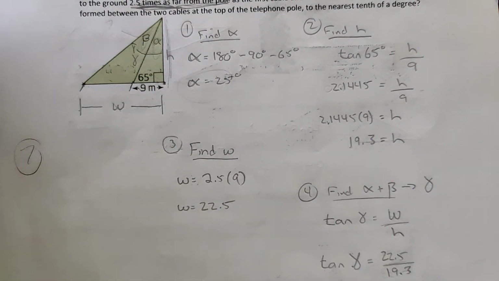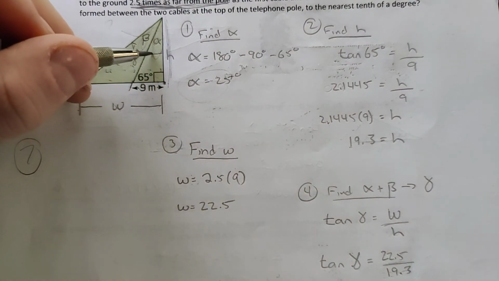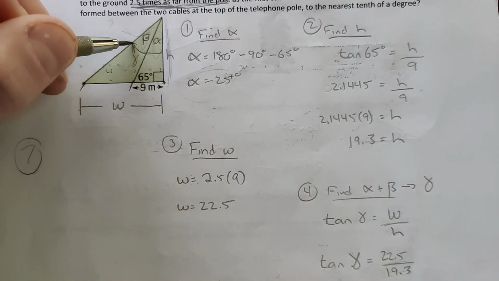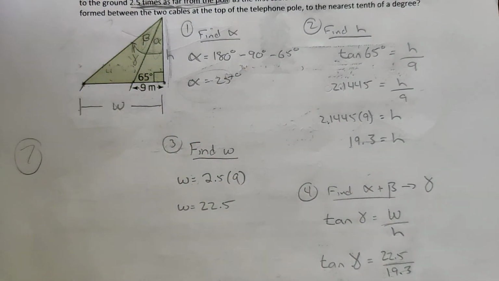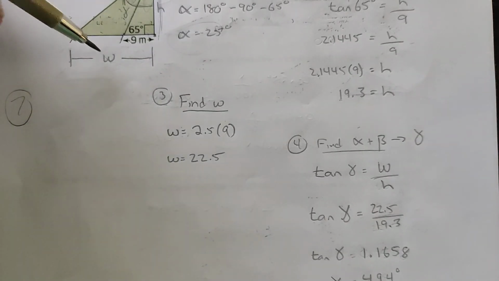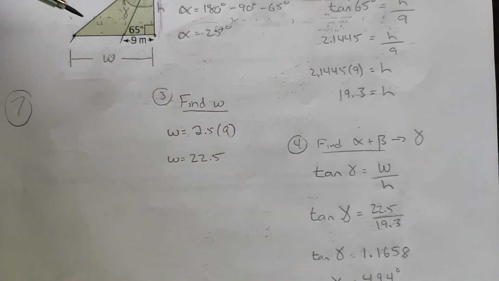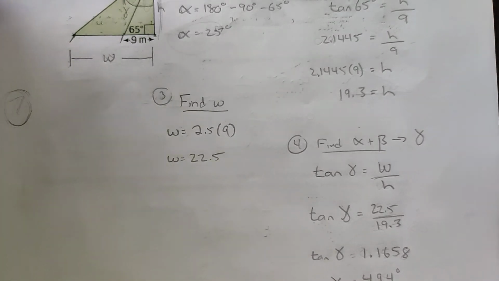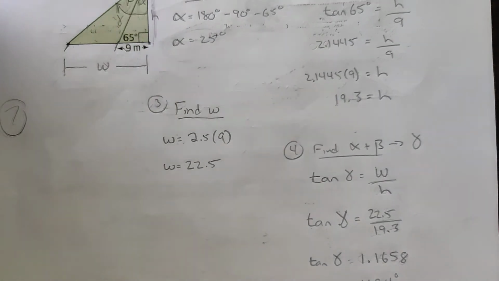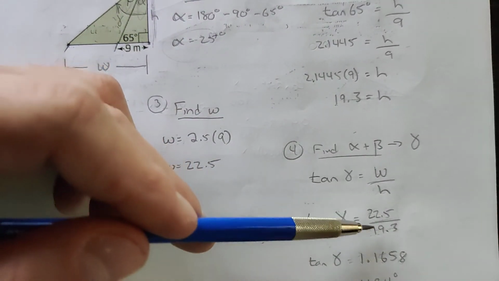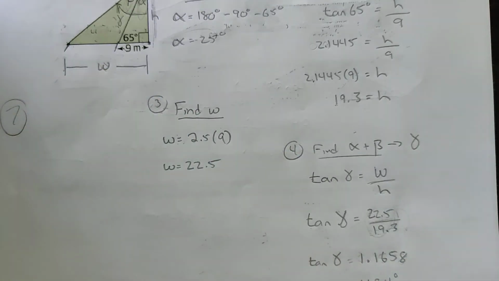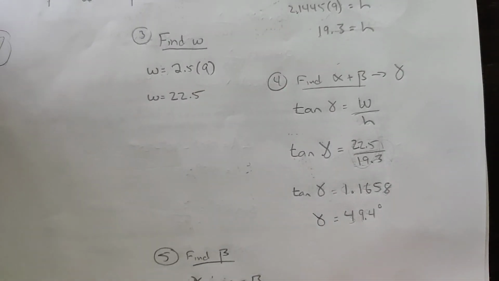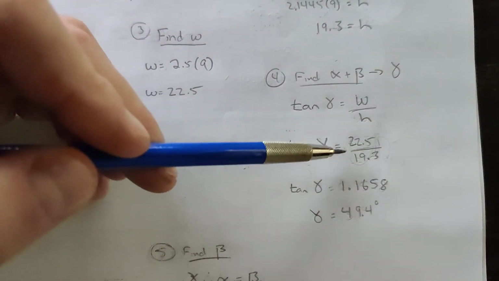Then I needed to find the entirety of this angle, so angle gamma. So what is A plus B? That's going to be my angle gamma. So that was the W over the H, because I had the tan of that, opposite over adjacent, and then I filled those in. So 22.5 over 19.3. The common mistake here was people did this upside down and did 19.3 over 22.5. So make sure that is done in the right order.